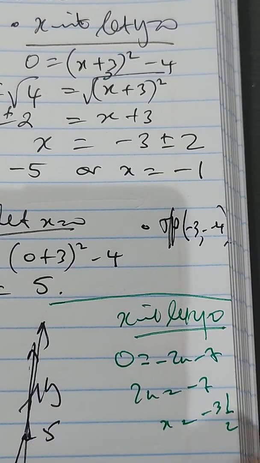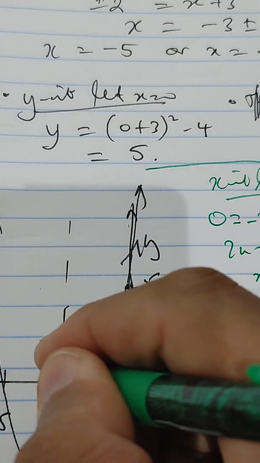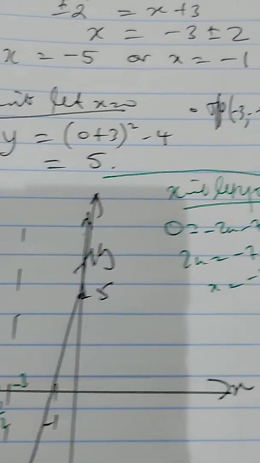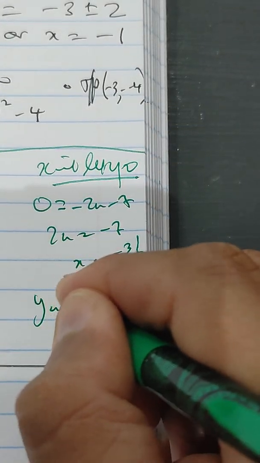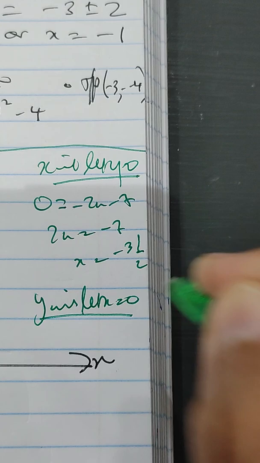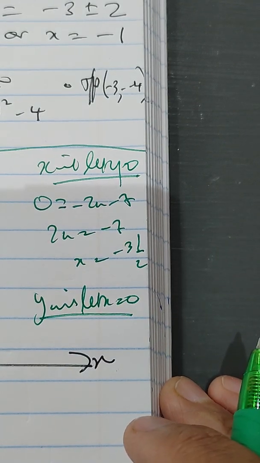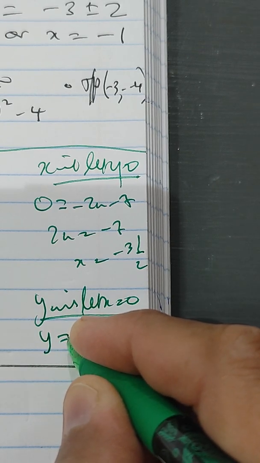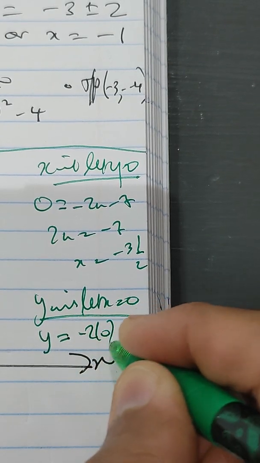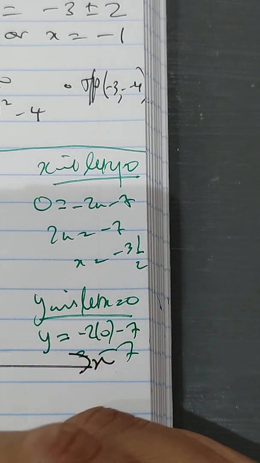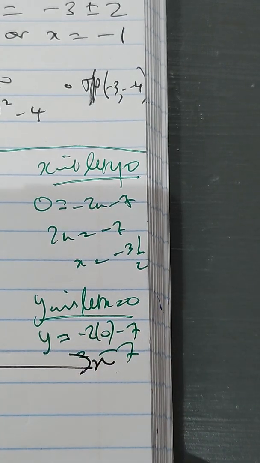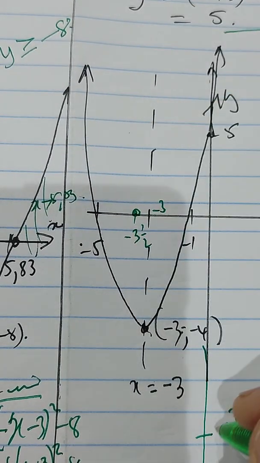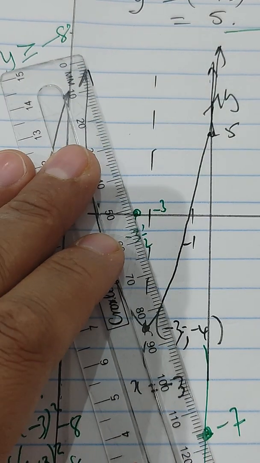Now if this is negative 3 here, negative 3.5 is approximately here. Okay, so it's going to cut that. Then for our y-intercept, what do you do for y-intercept? Let x equal to 0. So we have y is equal to negative 2 times 0 minus 7, which is negative 7. So if that is negative 4, negative 7 is fairly low. So there we go. So it's going to go through negative 3.5 and it's going to go through negative 7. And there we go.